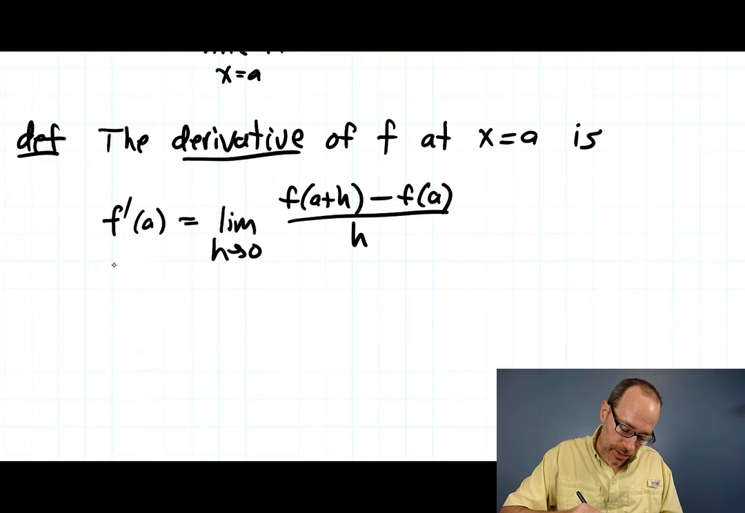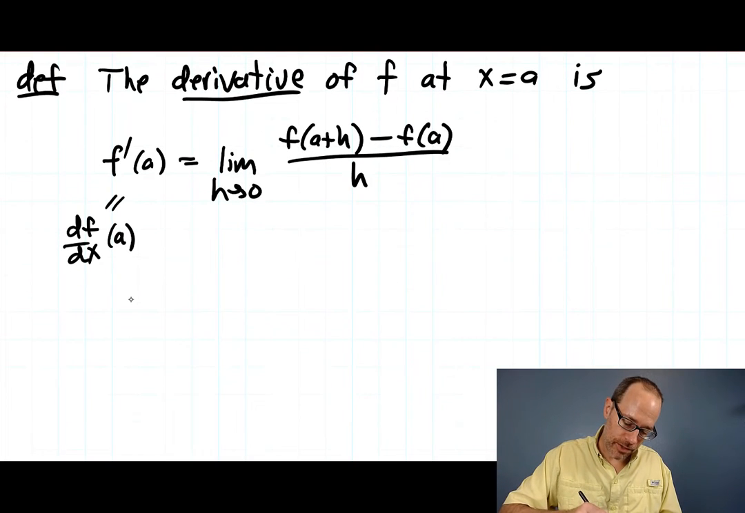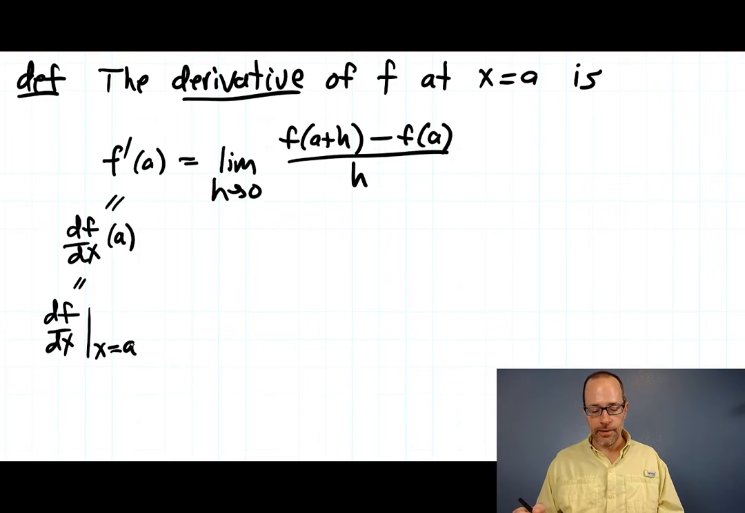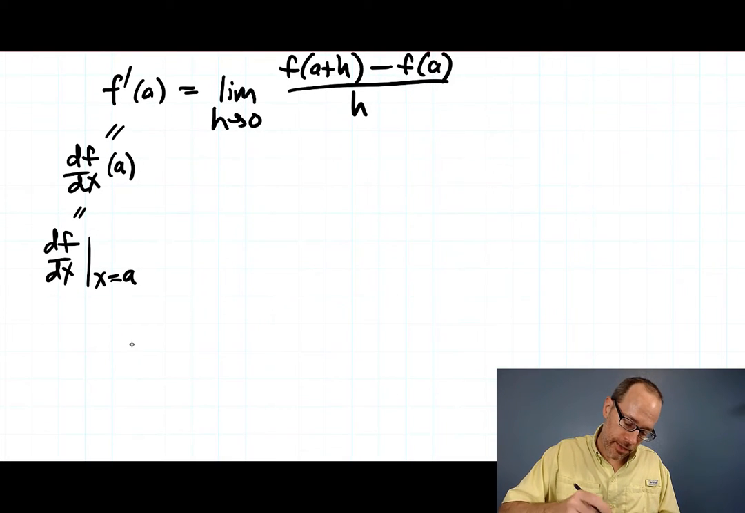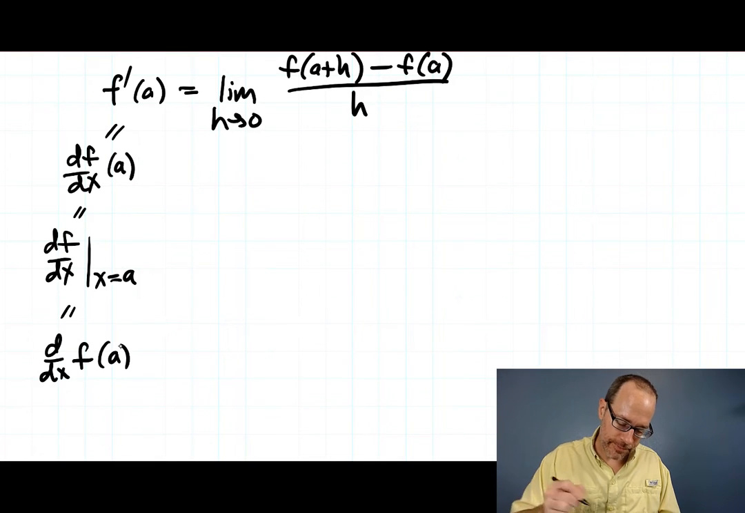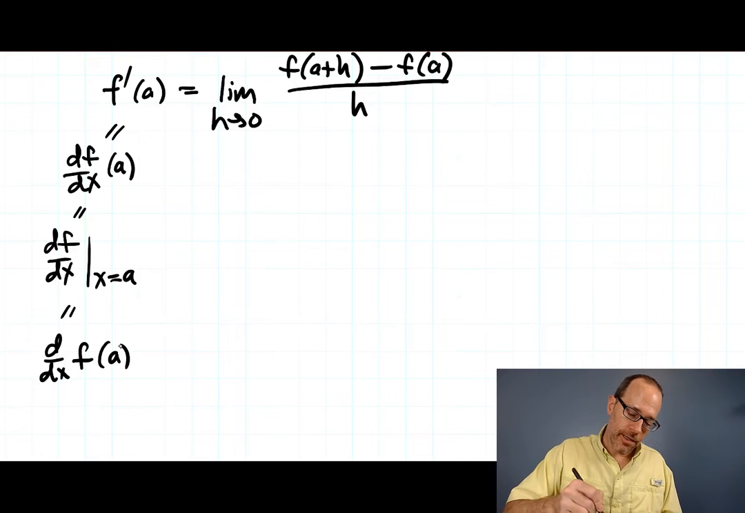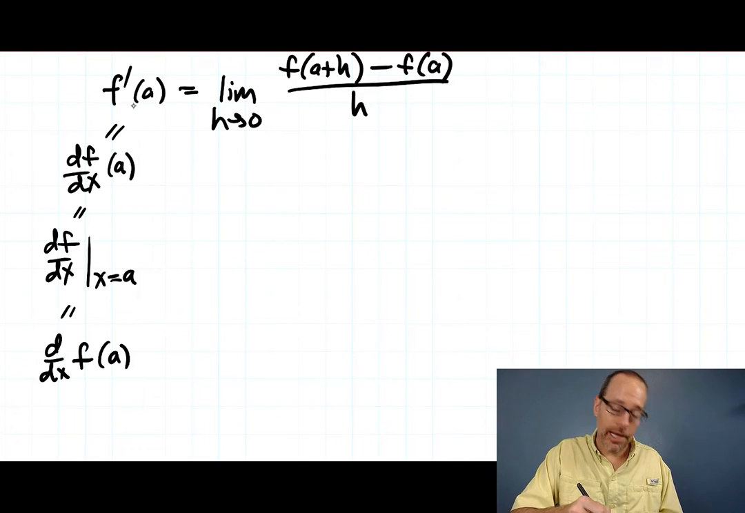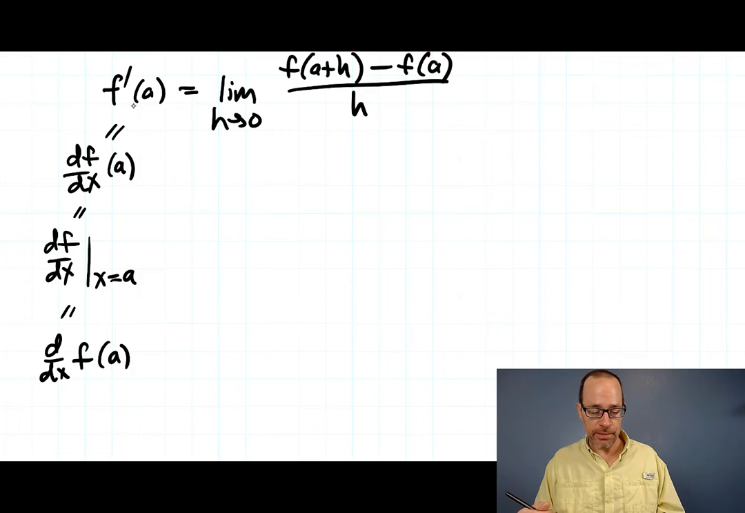Some alternate notation. People also write it this way. They write df dx at a. They also write df dx evaluated at x equals a, for instance. And then they also write it like this, d by dx of f at a. Okay, so lots of different notations. We tend to use this f prime a lot and the df dx. Physics people especially like the df dx. It kind of makes sense for a lot of physical reasons.